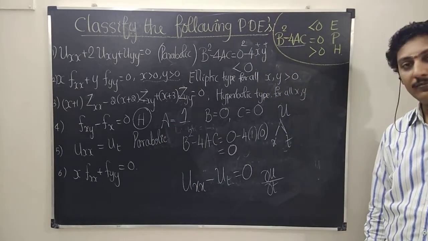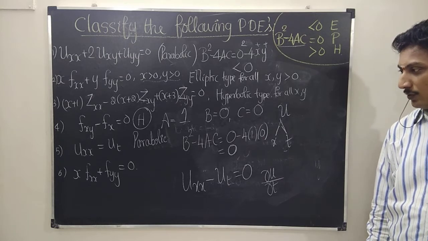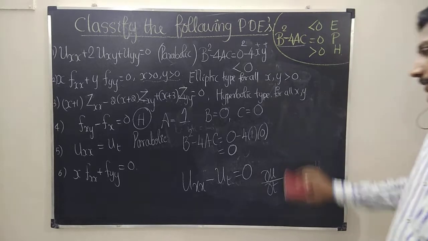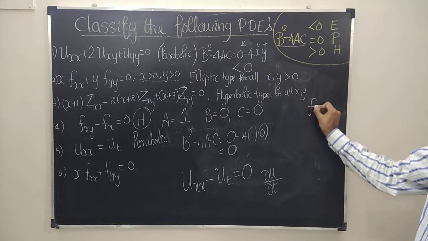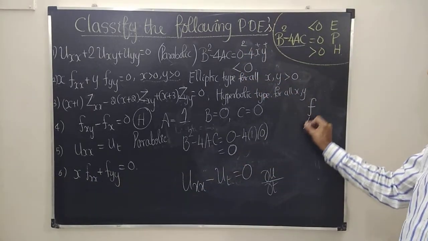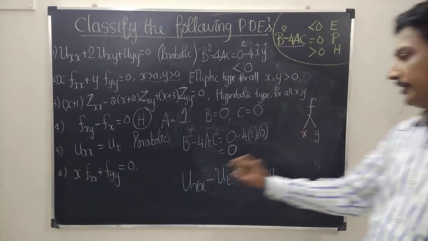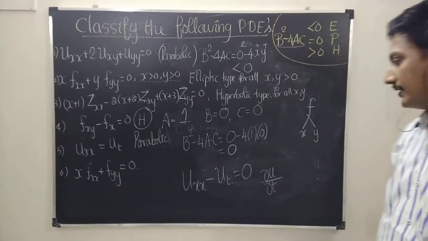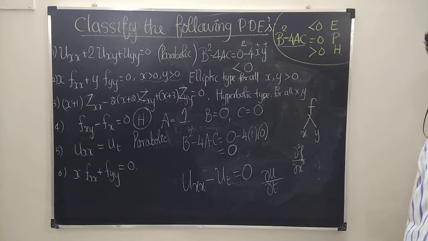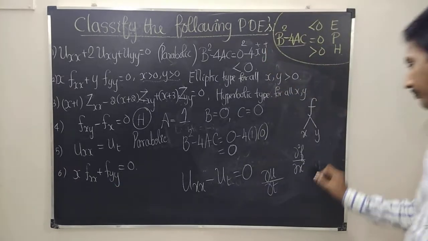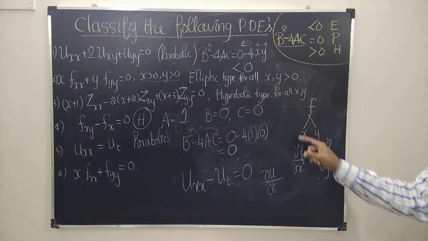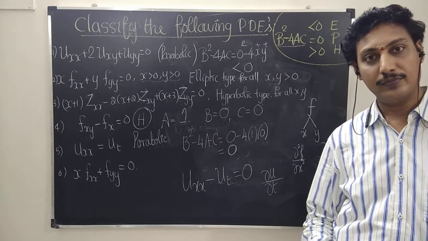Now the last problem, something is interesting. Let us see the last one. The last one is f. F is a function of x and y. What about fxx? Fxx represents dou squared f by dou x squared, isn't it? What about fyy? Fyy represents dou squared f by dou y squared. So two times with respect to x, two times with respect to y.